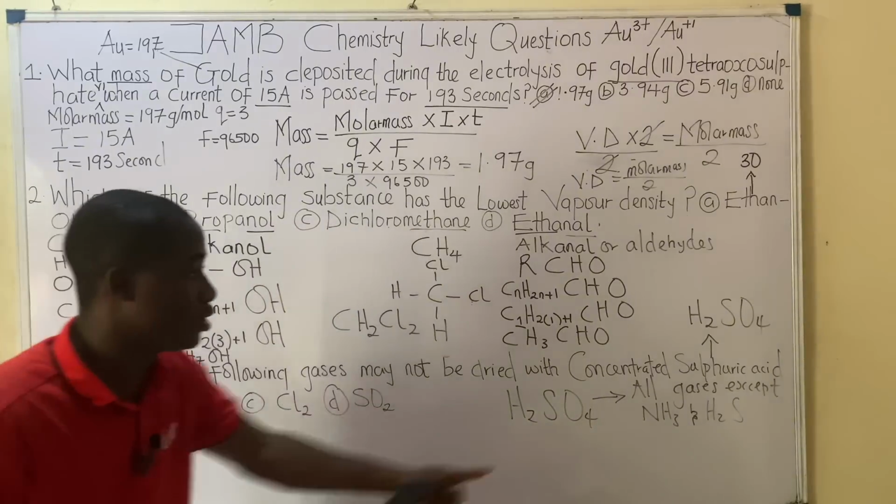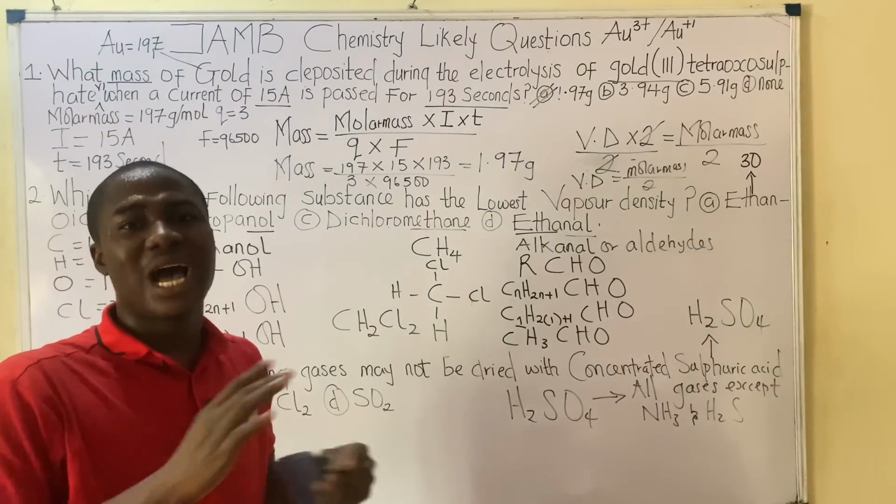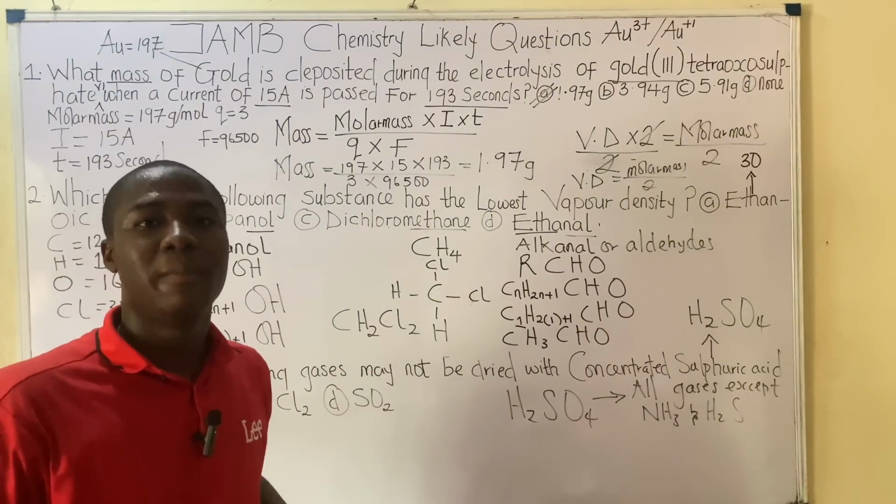So here, what becomes the answer to this question? Option B, because ammonia was mentioned here. I believe you understand now. It's actually very easy. So let's get into the next practice question.